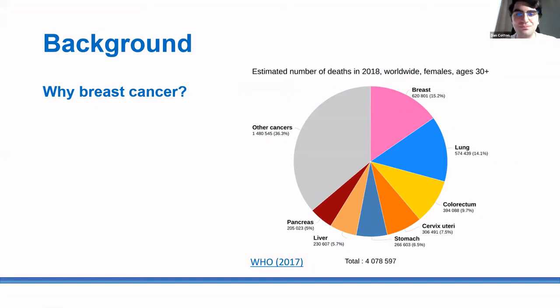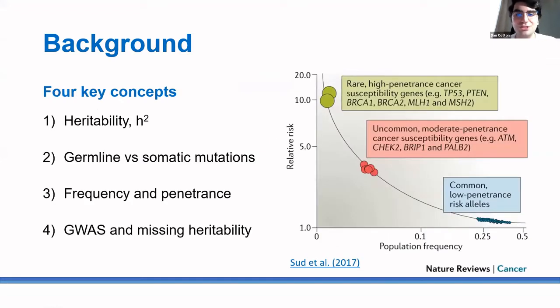Next slide, please. To explain the background of my project, I'll review 4 key concepts. Firstly, heritability. Heritability tells us how much of the variation that we see in a particular trait is due to genetic variation. The next concept is germline and somatic mutations. Here, we're investigating germline variants, which are those that are present at birth.